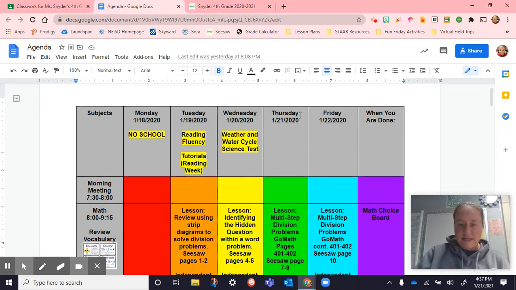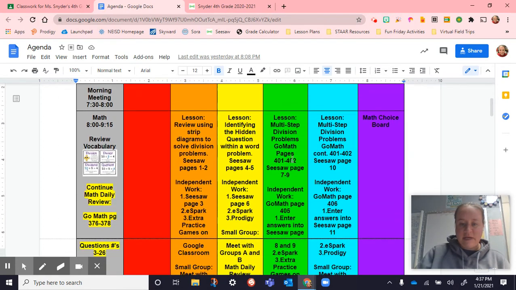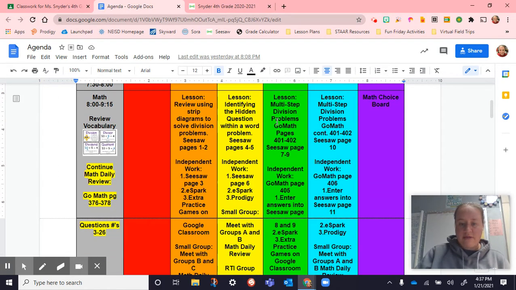All right, so today is Thursday. It is the 21st. In math today, we started off with some practice problems on multi-step problems. So the first one we looked at, we are in volume 2, on page 403 actually. Let me show you what the problem says here.